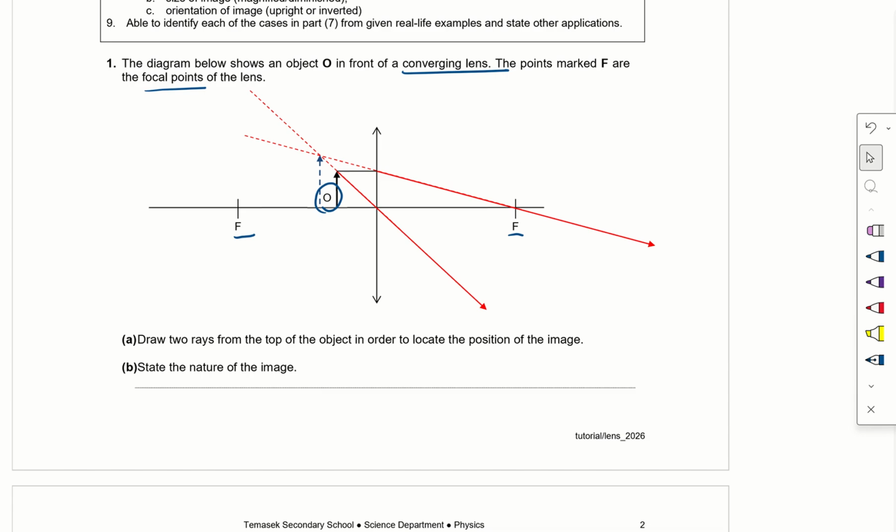Draw two rays from the top of the object in order to locate the position of the image. So there are actually three light rays that we can draw. The first one is the light ray that passes through the optical center without bending. The second light ray that we can draw in this case is parallel to the principal axis, and once it crosses the lens, it will cut the focal point on the other side. Now you see that these two light rays do not converge.